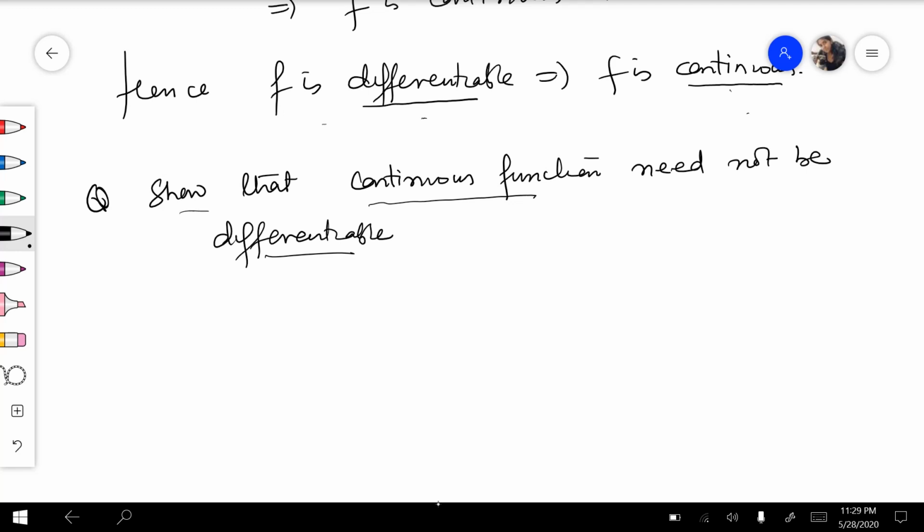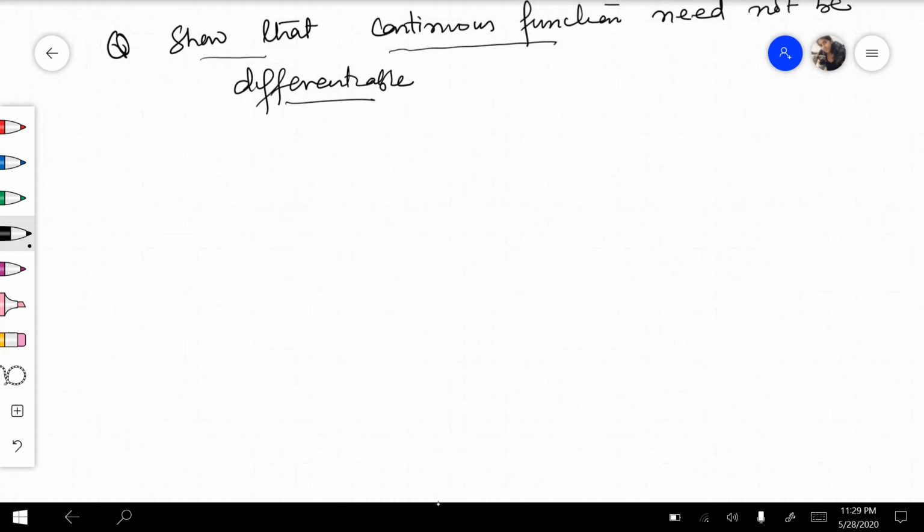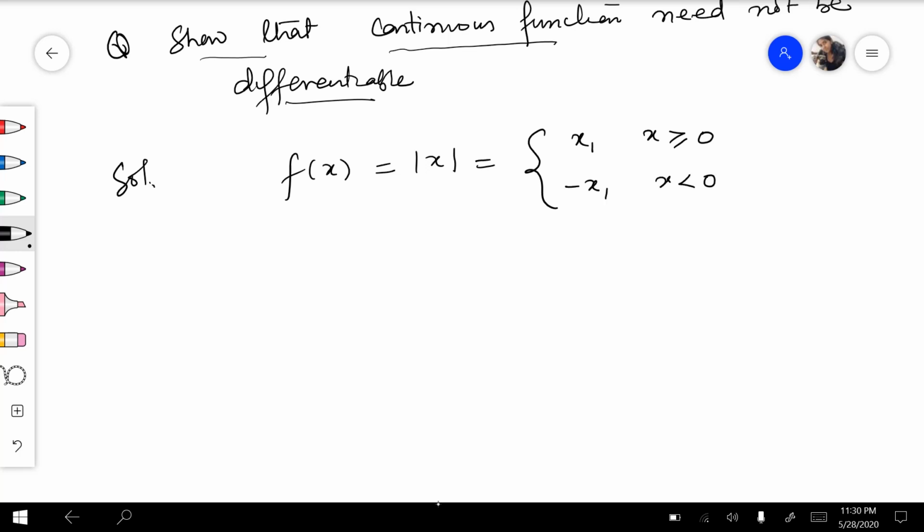तो हमें यहाँ पर क्वेश्चन क्या है, हमें एक एग्जांपल देना है, शो दैट अ कंटिन्यूस फंक्शन नीड नॉट बी अ डिफरेंशिएबल फंक्शन. So for that, I'm assuming f(x) equals mod of x, and we know that mod of x is equal to x when x is greater than or equal to 0 and minus x when x is less than 0. Now I can show that this function is continuous at 0.